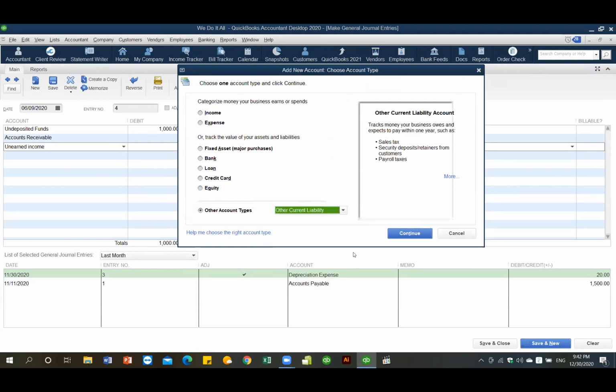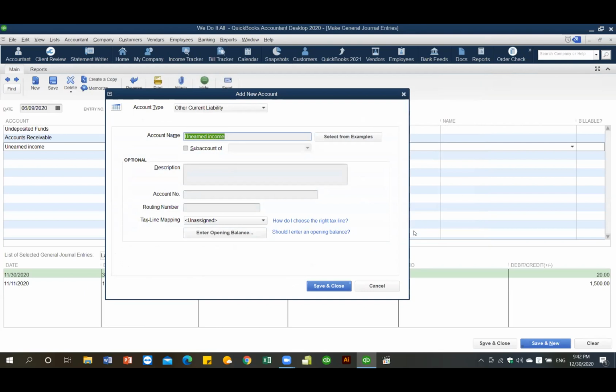It's going to show you right there: security deposits, retainers from customers. You see that in the box? So this is our retainers. Press continue. And okay, save and close.